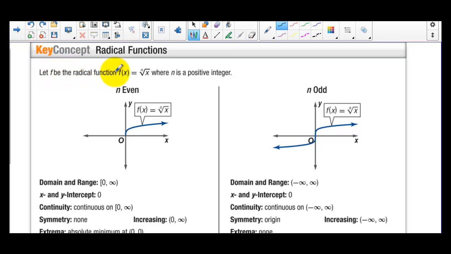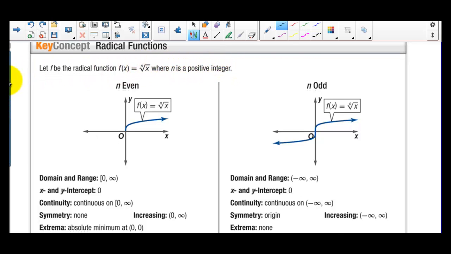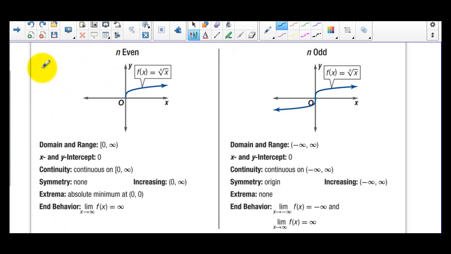Let f be the radical function f of x equals the nth root of x, where n is a positive integer. If we have the nth root and n is even, for example, f of x is equal to, let's say, the 4th root of x, it's going to look a lot like this function right here. Domain is 0 to infinity, x and y-intercepts are zeros, it's continuous where it's defined, we don't have any symmetry, and this is increasing from 0 to infinity, and we do have an absolute minimum at (0, 0). For the end behavior, we can only talk about this going to positive infinity because the function doesn't exist where x is negative.